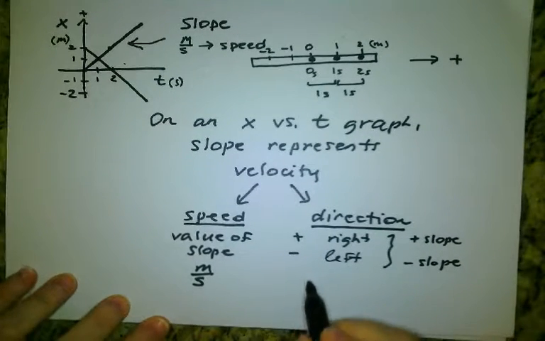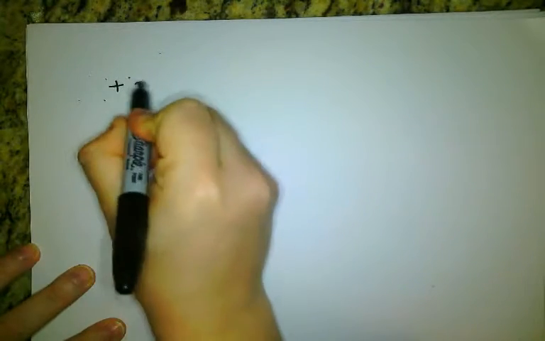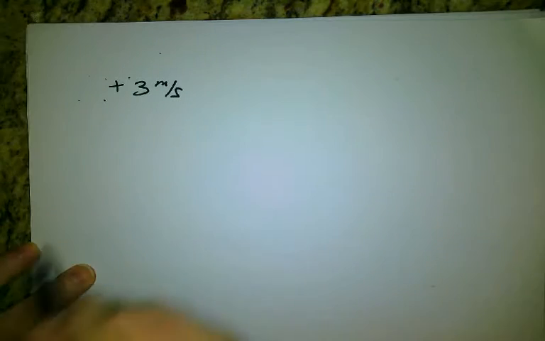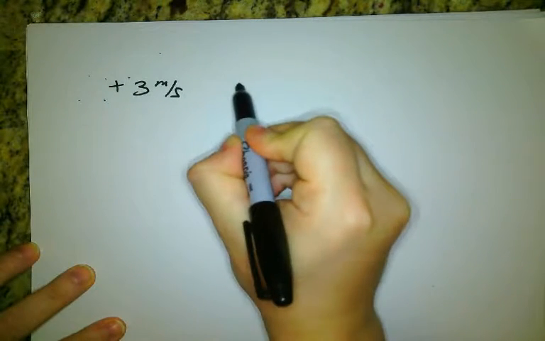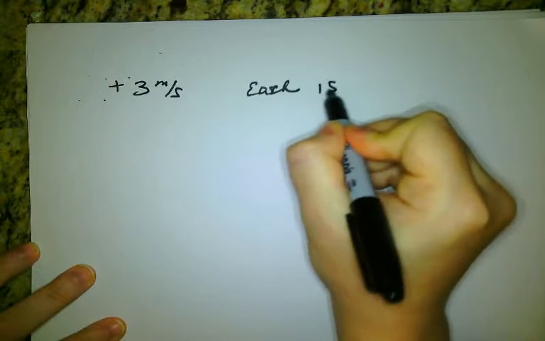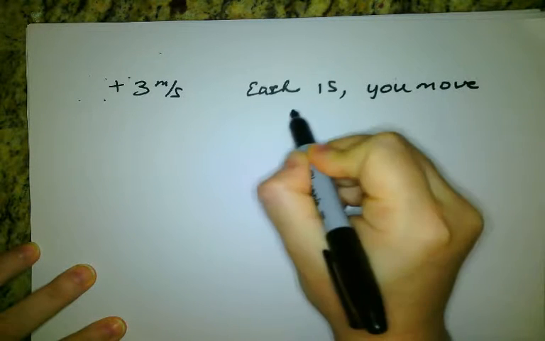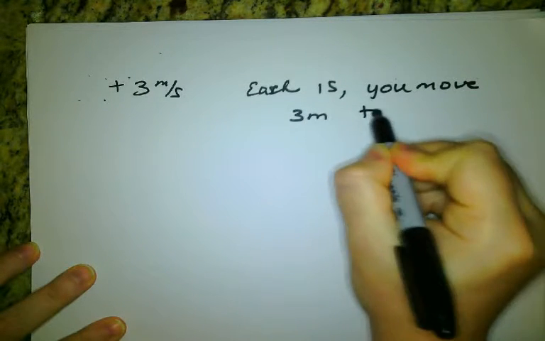So an example would be, if you have a positive velocity, like plus 3 meters per second, what that really means is that each 1 second you move 3 meters to the right.